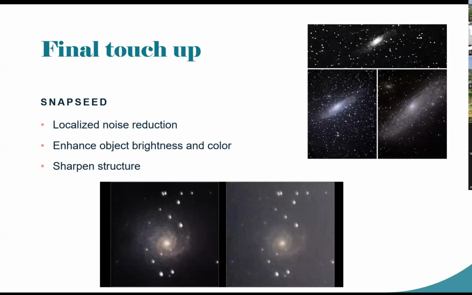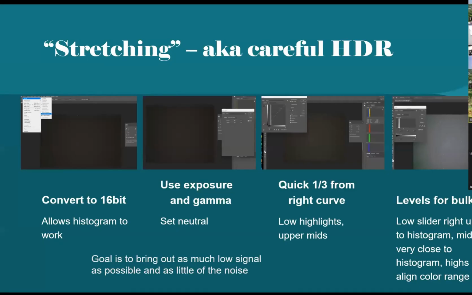I'll do some final touch up in Snapseed. You could do that in any app that you're familiar with. Local noise reduction, enhancing structure and brightness and color, doing magic tool tweaks. This gets into a little bit of artistic interpretation at some point, but you can see some examples here. The bottom one is that Phantom Galaxy from before.